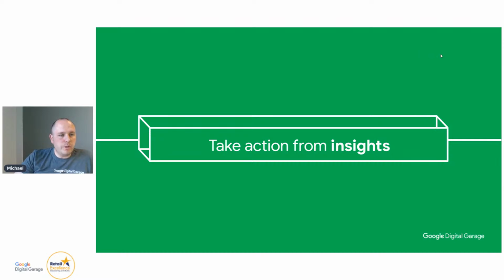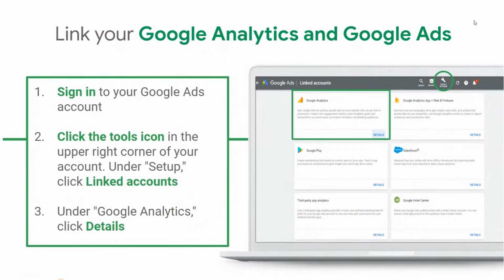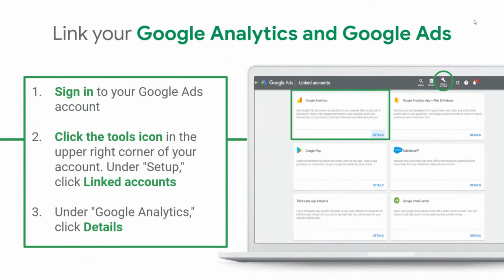So, important part, take action from the insights. This is what we were talking about before. Linking your Google Analytics property to your Google Ads account is going to allow you to analyze customer activity on your website after an ad click or impression. To link your Google Analytics and Ads is very, very simple. There's two different ways.